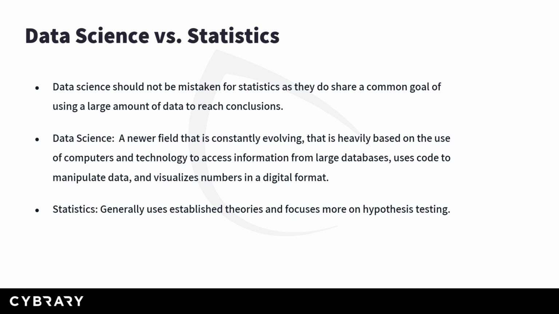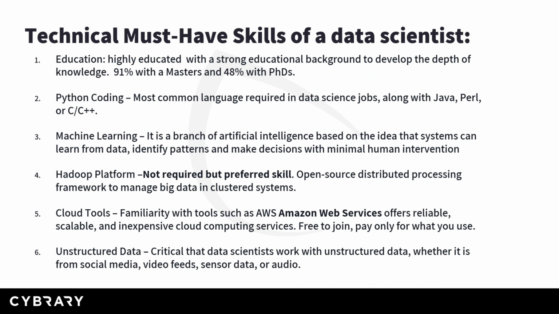Let's talk about the difference between data science and statistics. Data science should not be mistaken for statistics, as they do share a common goal of using a large amount of data to reach conclusions. But the difference is, data science is actually a newer field that weighs heavily on computers and technology to access information from large databases, and in statistics, you use established theories and focus more on hypothesis testing. Data scientists are highly educated, with 91% having masters and 48% having PhDs. Python coding is a common language and it is required in data science along with Java, Perl, C, and C++.